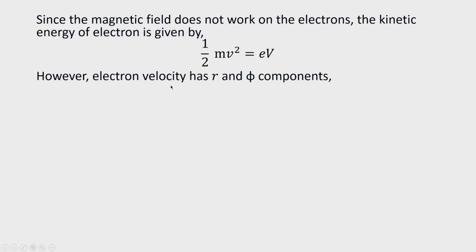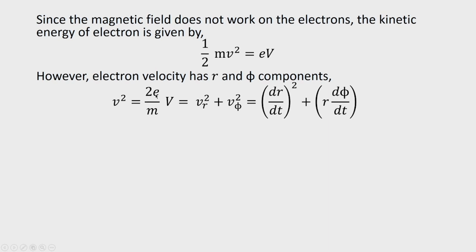However, the electron velocity has r and phi components, and therefore we can write v square is equal to 2E by m V, and that can be written as v_r square, the r component of the velocity squared, plus the phi component of the velocity squared. The r component of the velocity is given by dr by dt, and the phi component of the velocity is given by r d phi by dt.